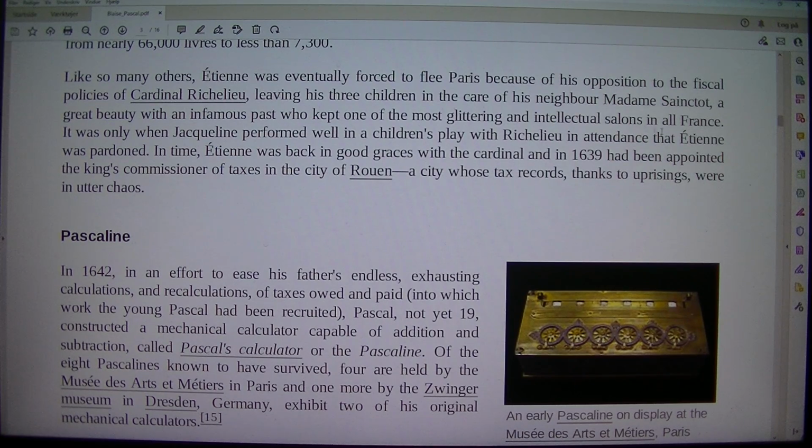It was only when Jacqueline performed well in a children's play with Richelieu in attendance that Etienne was pardoned. In time, Etienne was back in good graces with the cardinal and in 1639 had been appointed King's Commissioner of Taxes in the city of Rouen, a city whose tax records, thanks to uprisings, were in utter chaos.